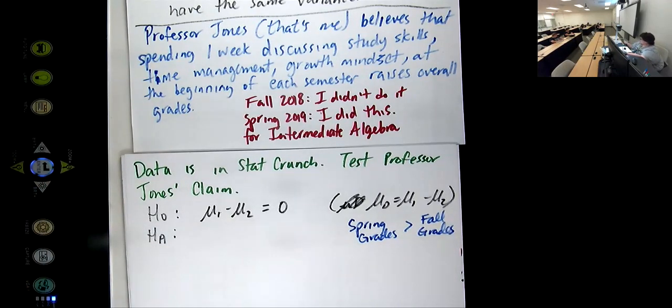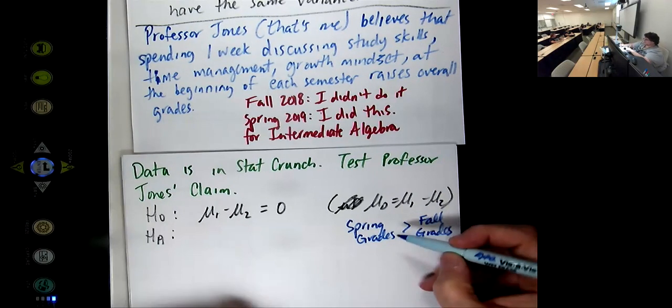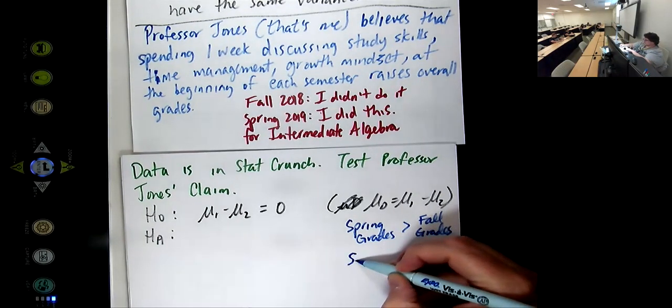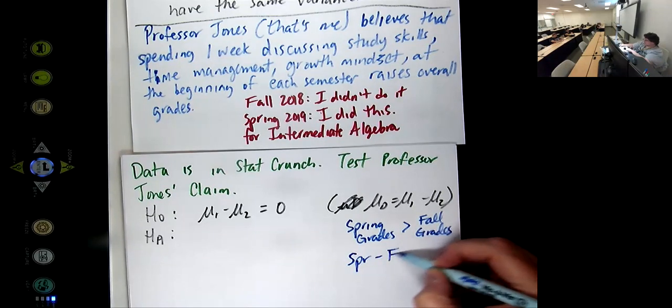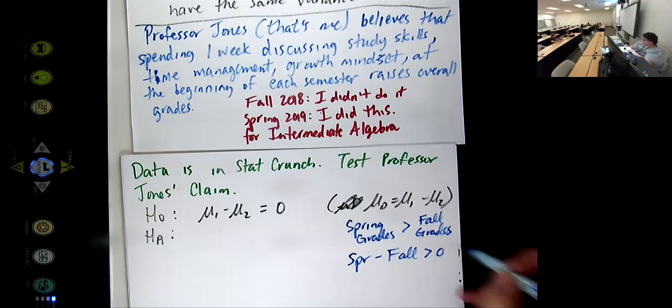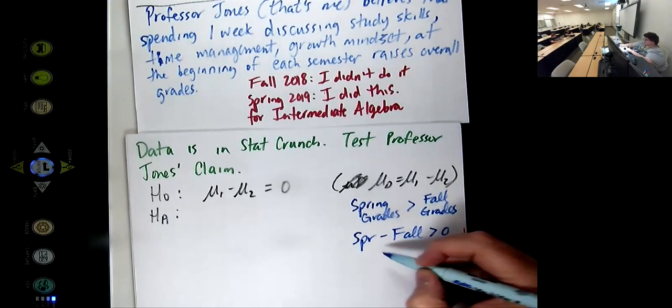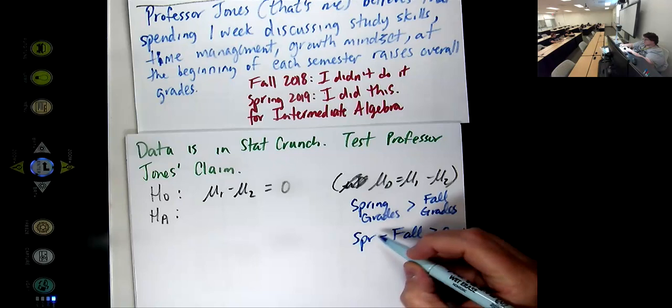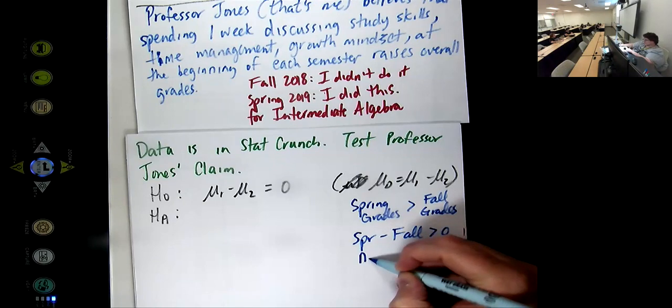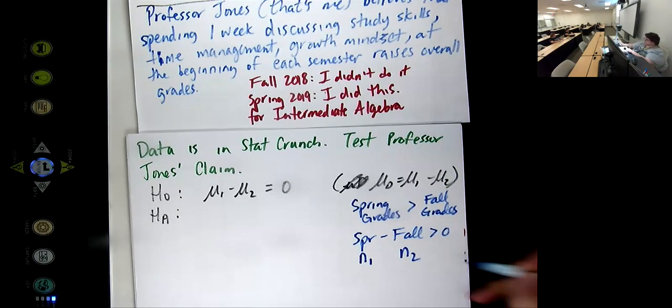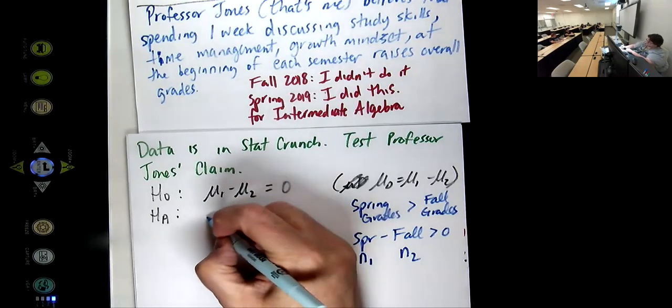means that I had a higher test score or higher average score, which means if I subtract, if I do spring minus fall is greater than 0, that helps me pick my mu1 and mu2. I will make group 1 spring and group 2 fall.